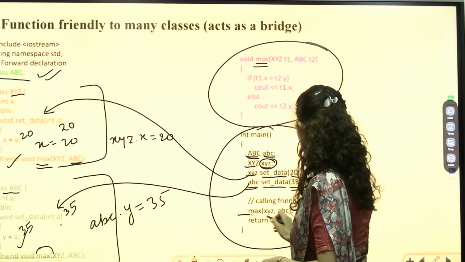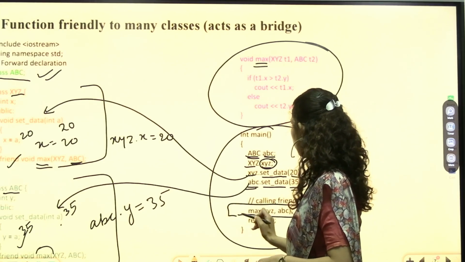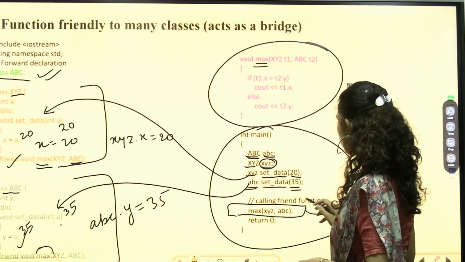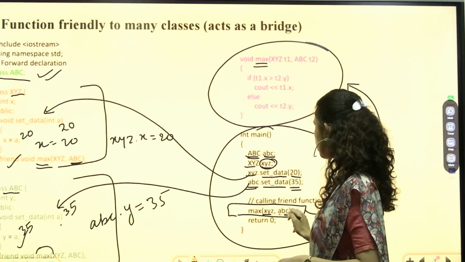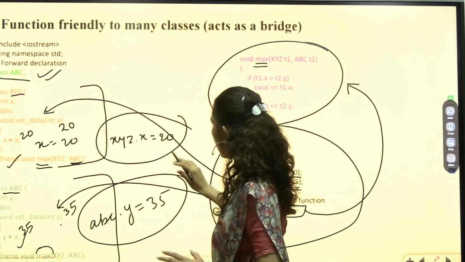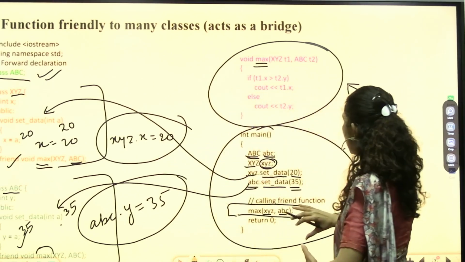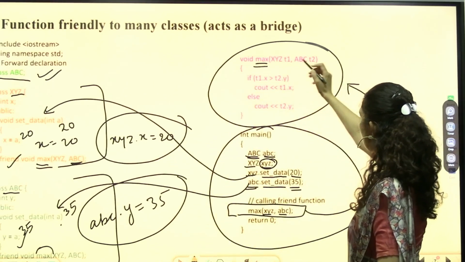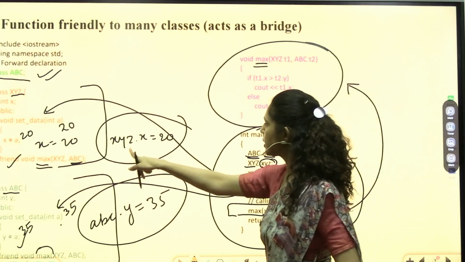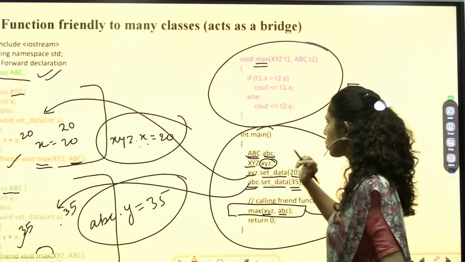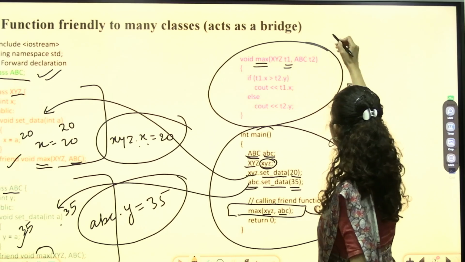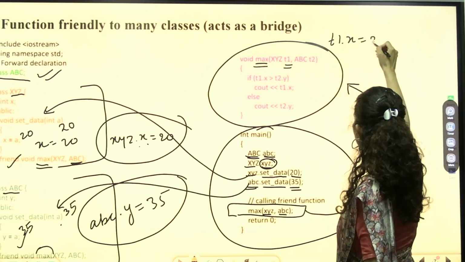Now this is the main line where we are calling our friend function. We are carrying both the objects xyz and abc. That means this particular value and this value, we are carrying both of these values with us to our friend function. So the first value, the value of xyz. xyz dot x is equal to 20. So this 20 will be copied to t1. So t1 dot x will become 20.